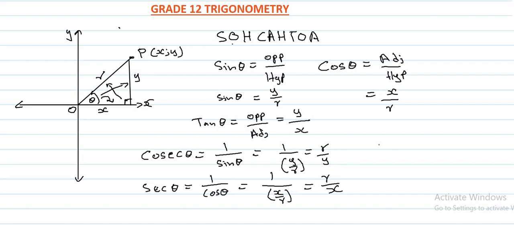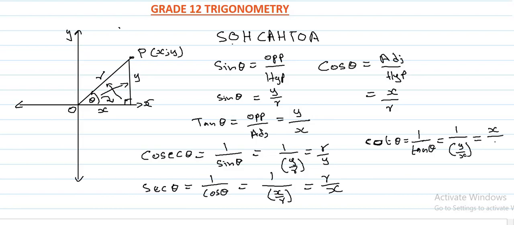The last part is cot of theta. Cot of theta is the same as 1 over the tan of theta. In terms of our diagram, tan of theta was y over x, meaning 1 over y over x. Cot of theta will be x over y.